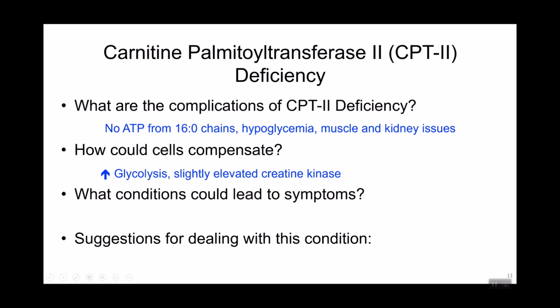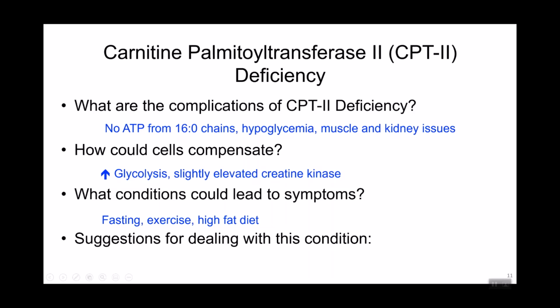Now, what conditions can you think of that could worsen these symptoms for these patients? Pause the lecture and think about this question. If someone was fasting or exercising, they will be in the catabolic state and will be trying to break down fats and glycogen in order to produce energy. If they can't get access to any energy from 16 carbon chains, then this could aggravate or lead to symptoms.